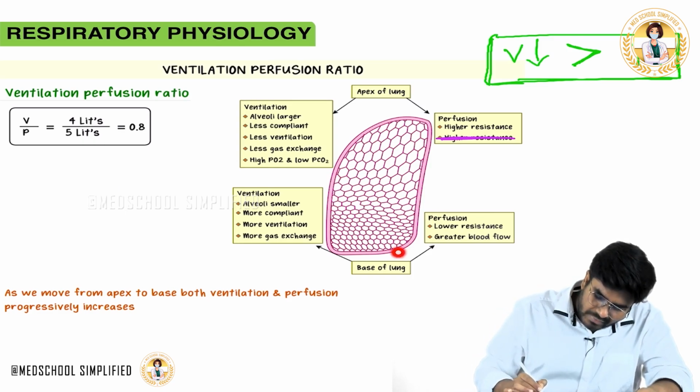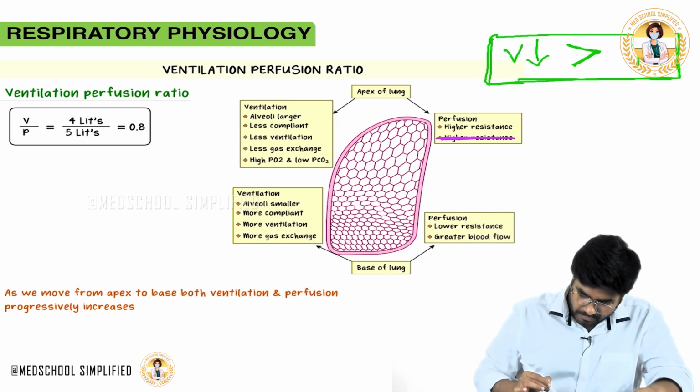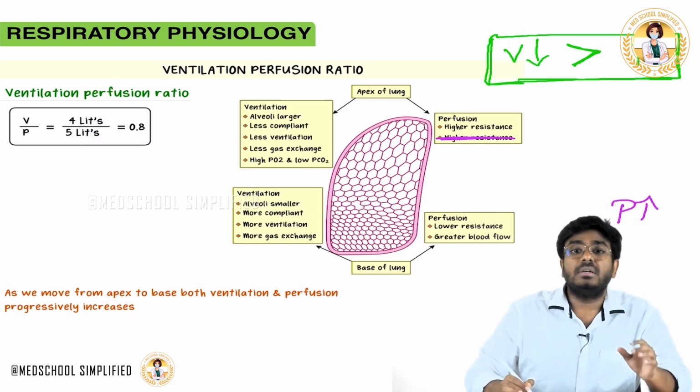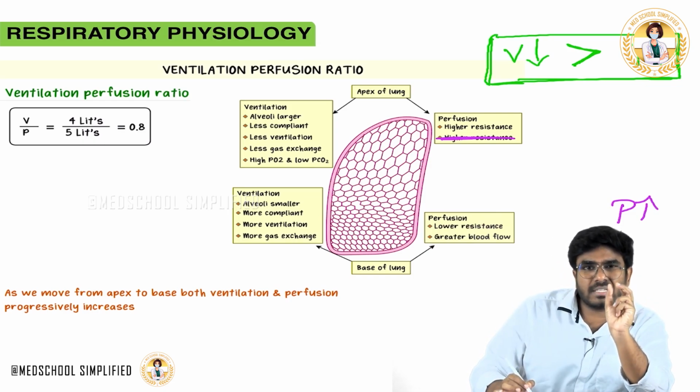Now, look at the base of the lung. In the base of the lung, we already know one thing: the perfusion is more, no doubt. Also remember, in the base of the lung, the alveoli are smaller in size. If they are smaller in size, you can stretch them further.